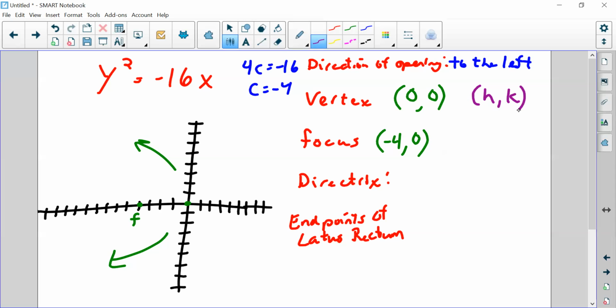Then our focus this time is H plus or minus C, comma K. So this time when it's opening left and right, I changed my x value, not my y value. That was the difference. And again, I decide to add or subtract C based on whether it's opening to the left or to the right. Our directrix needs to go in the opposite direction C units. So 1, 2, 3, 4, and I draw my directrix.